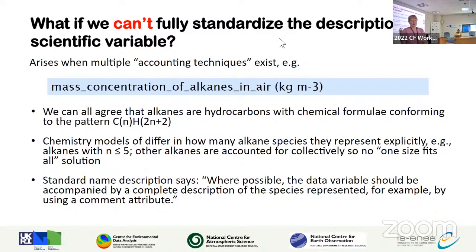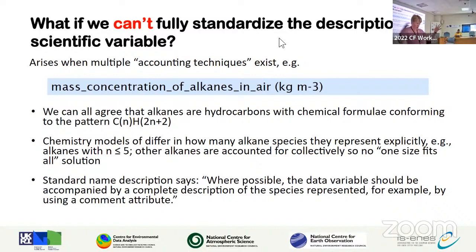So the truth is that because we can't tie the science down, then we can't use a standard name to tie it down. That would be giving false precision or false certainty about what the data is. So what we do is make the standard name as precise as we can, but this is kind of deliberate vagueness here.